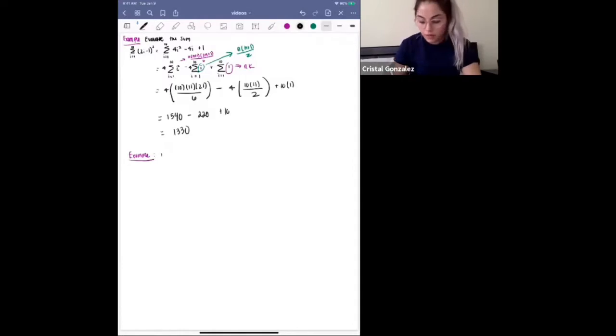So we will evaluate for n equals 25. Now we're going to use the sum from i equals 1 to n of (3i minus 3) all over n cubed.